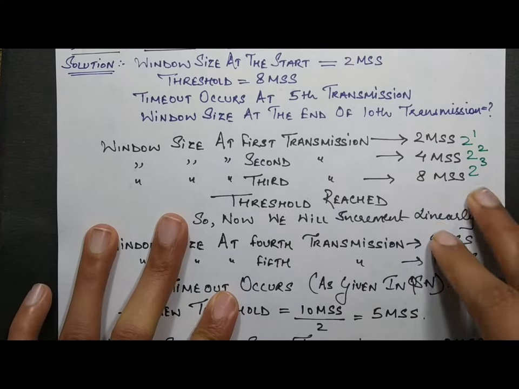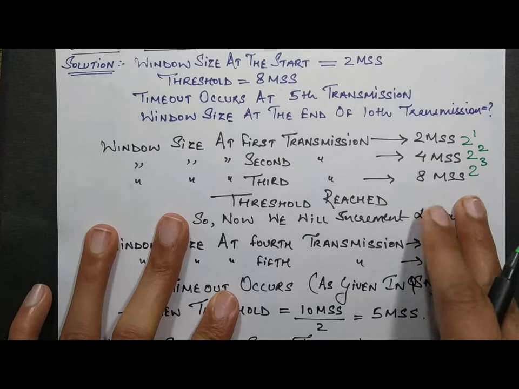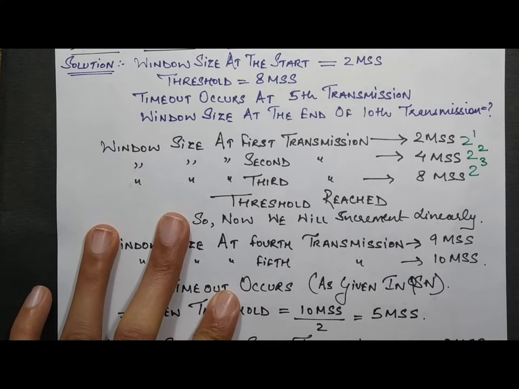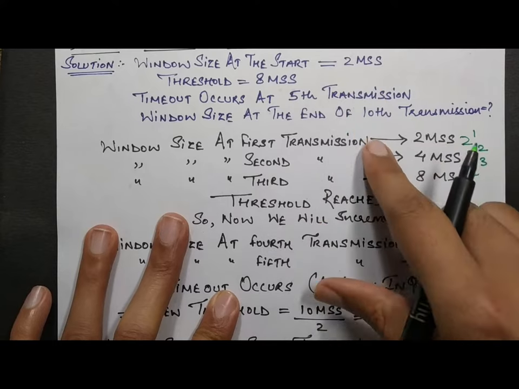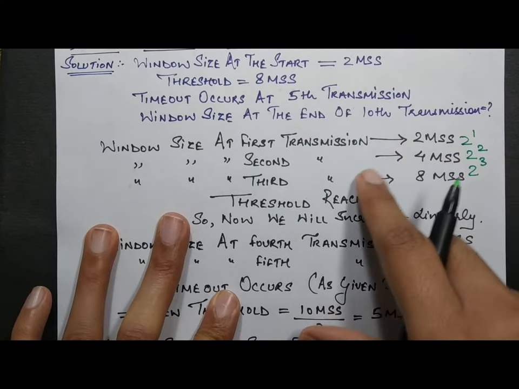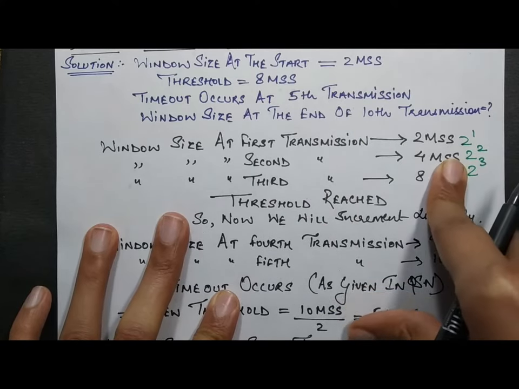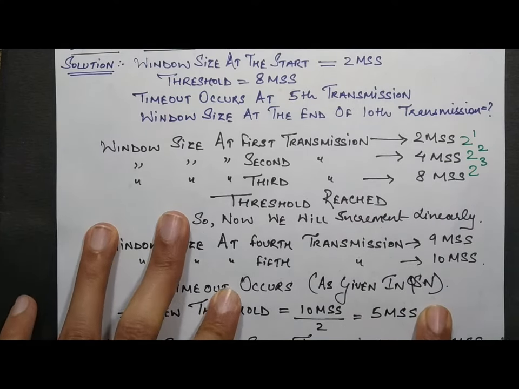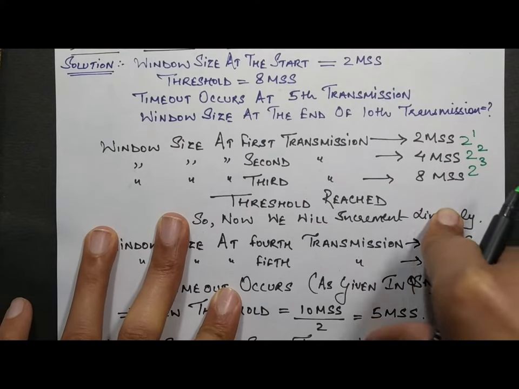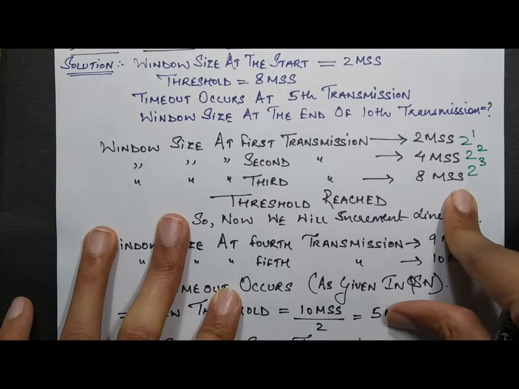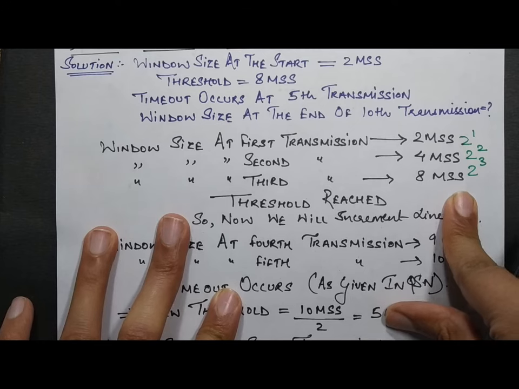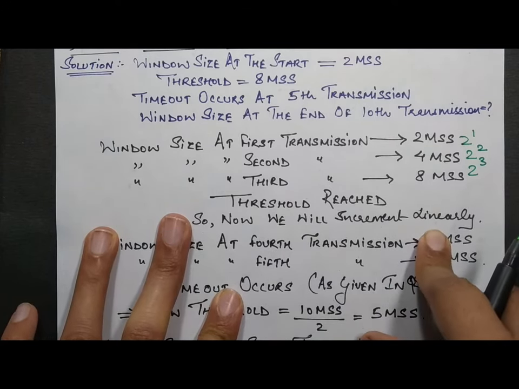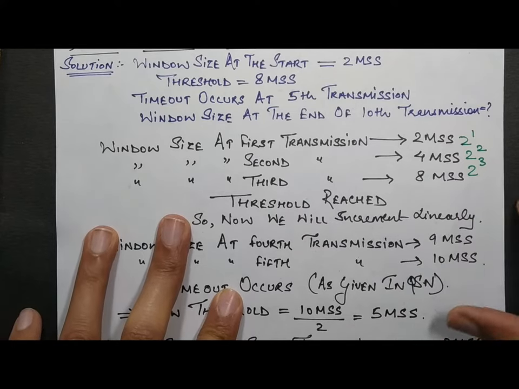Now, you can also say you are multiplying it by 2, which might appear much simpler. You just keep on multiplying the window size by 2 until you reach the threshold. Once you reach the threshold, you start incrementing it linearly.